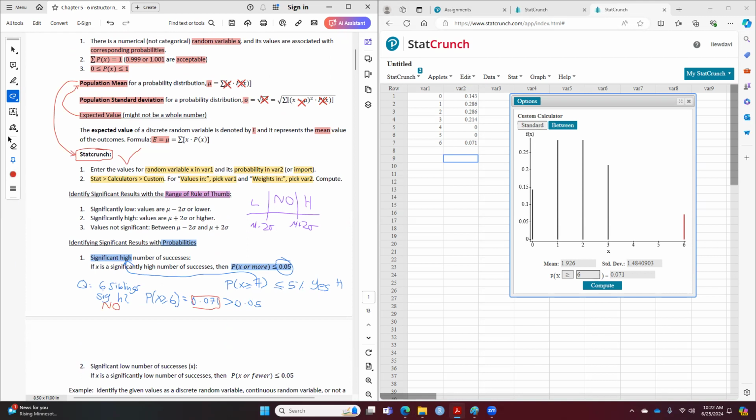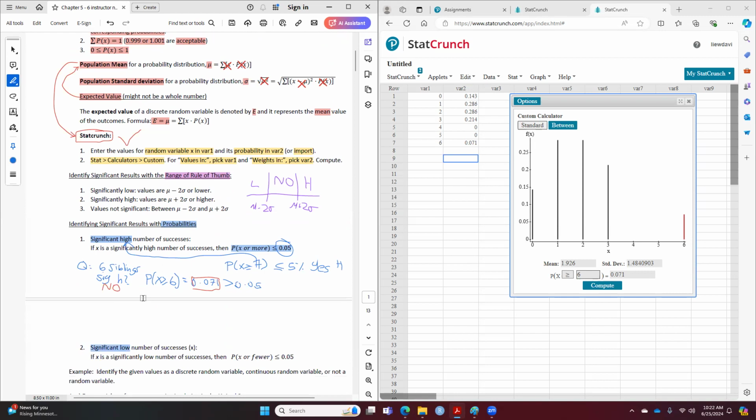The same thing happens for significantly low. For significantly low, the probability of X or fewer has to be less than or equal to 5%. Same meaning as before, but this time we are not using greater than or equal to, we are using less than or equal to a number. And that probability has to be less than or equal to 5%. If you have such a case, then the answer is that it is significantly low.